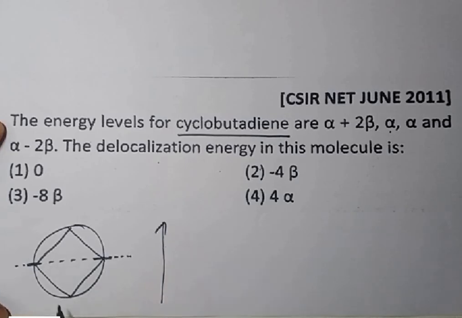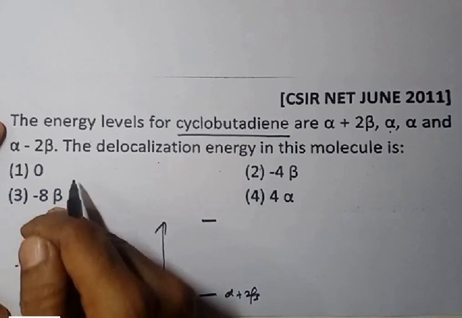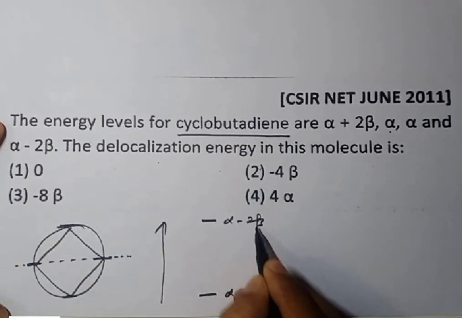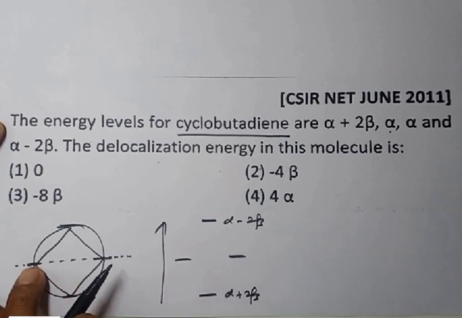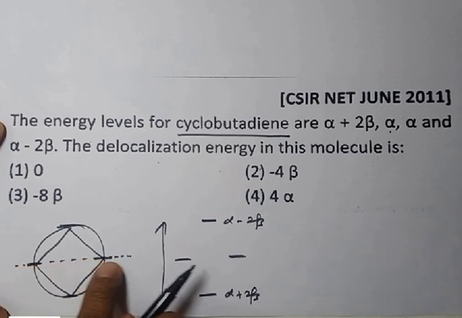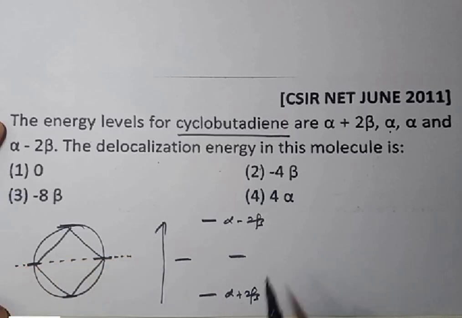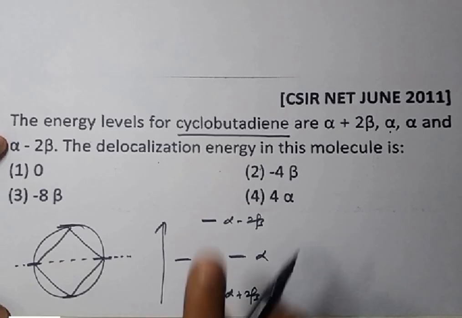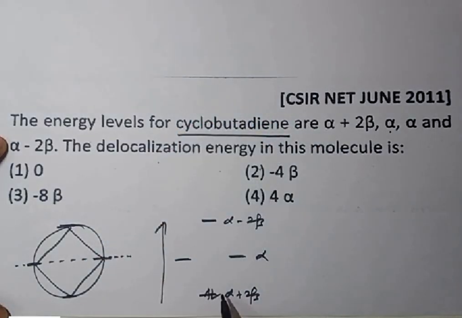So let me draw here. This is bonding. So we have a bonding molecular orbital whose energy is alpha plus 2 beta. And we have exactly the opposite, an antibonding molecular orbital, so the energy is alpha minus 2 beta. And we have two molecular orbitals which are non-bonding because they lie exactly on the center line, whose energy is alpha. Cyclobutadiene has 4 pi electrons. If I place 2 here and 1 here and 1 here, I get 4.